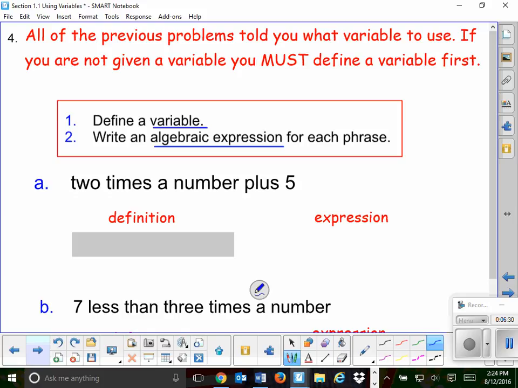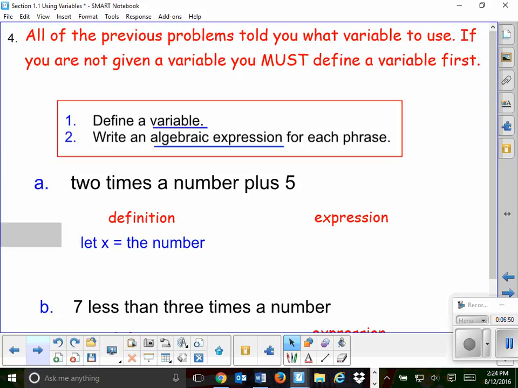Okay, in all of the previous examples, I gave you a variable to use. I said, let's use X, or let's use N. Some problems will just say a number, and that's what we're going to have here. And this is really, really important for moving forward. If it says 2 times the number plus 5, what we need to do is right here, we need to define a number. And you can use whatever letter you want. I'm going to use X here. Let X equal the number.